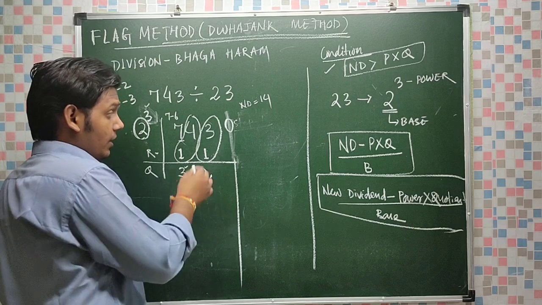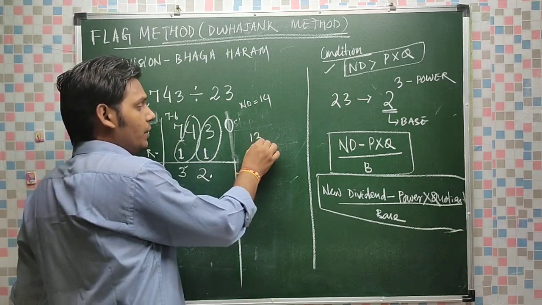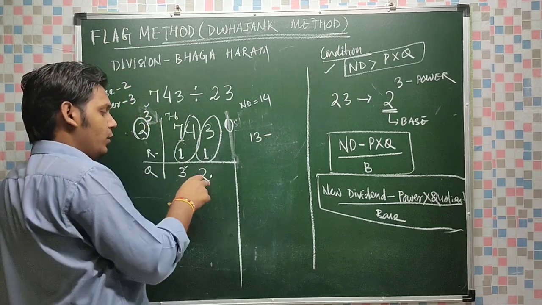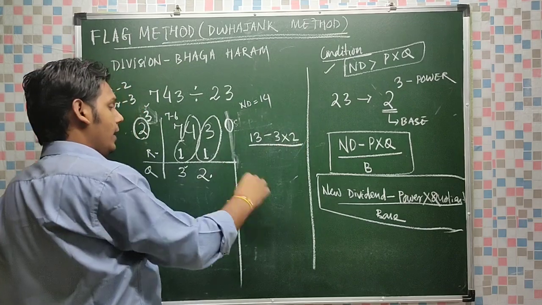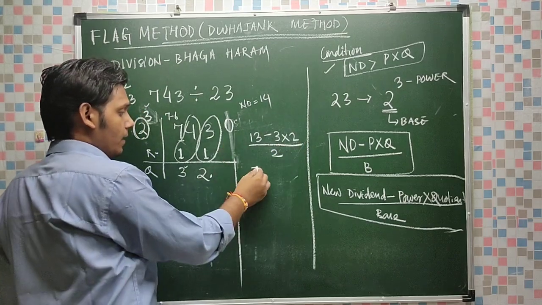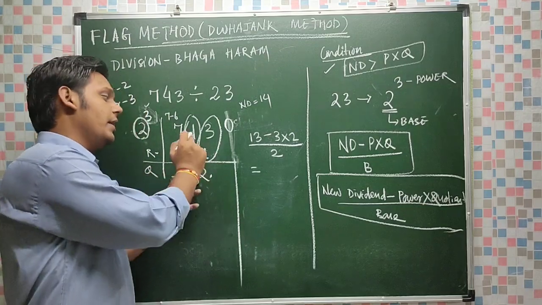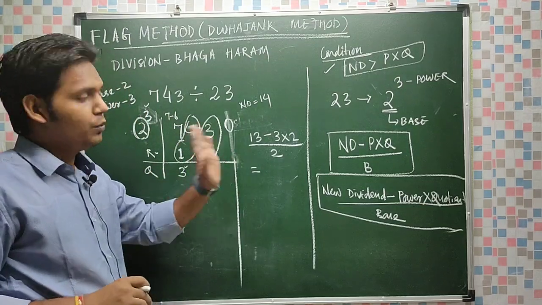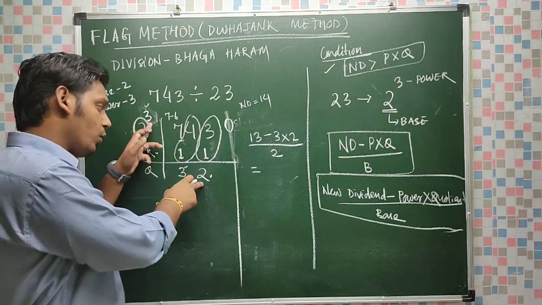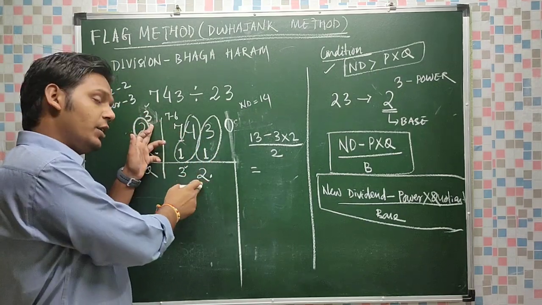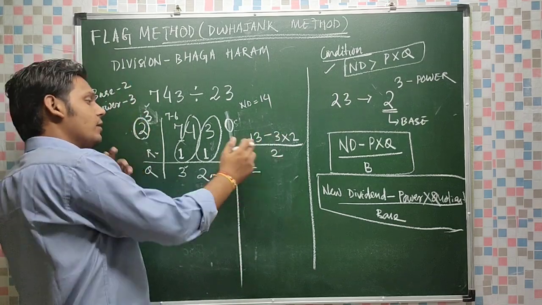Now 13, same formula, you have to put the new dividend. 13 minus power into quotient, 3 into 2, divided by base is 2. In order to get the new quotient and remainder, you have to use the formula. The new dividend is 13 minus power into quotient. Power is 3, the new quotient is 2. So 3 into 2, 6, divided by base is 2.